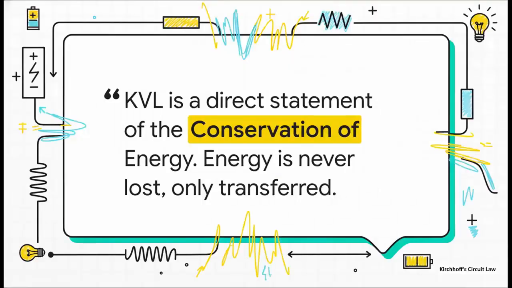And you guessed it, just like the first law, this isn't some arbitrary rule. KVL is really just a statement about the conservation of energy. You simply can't get more energy out of a loop than you put into it. All the energy that the batteries supply has to be completely used up by everything else in the loop. It all has to balance out perfectly to zero.